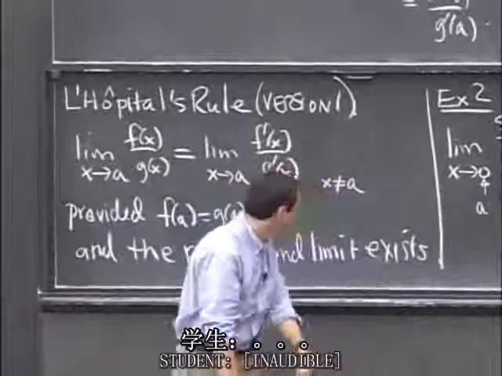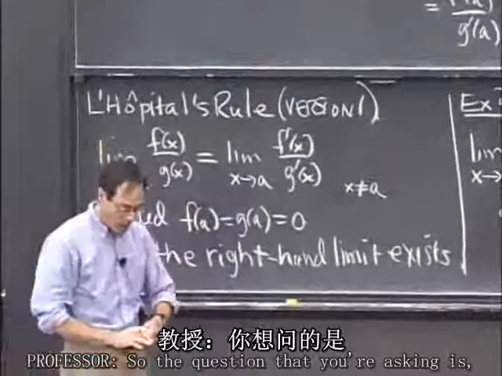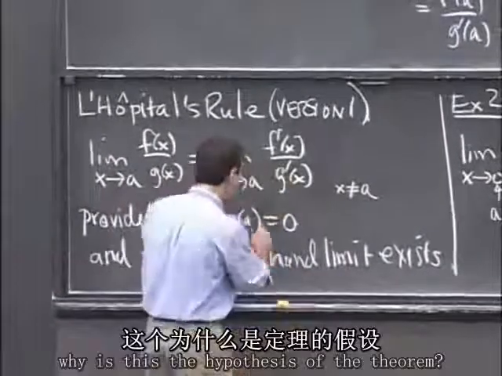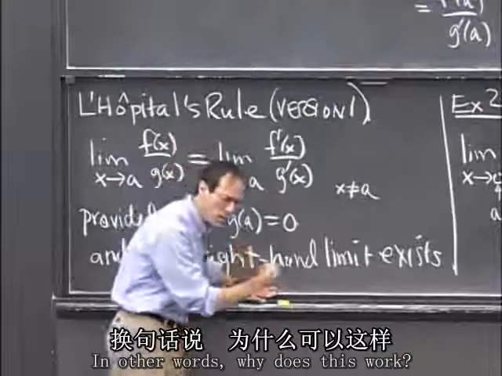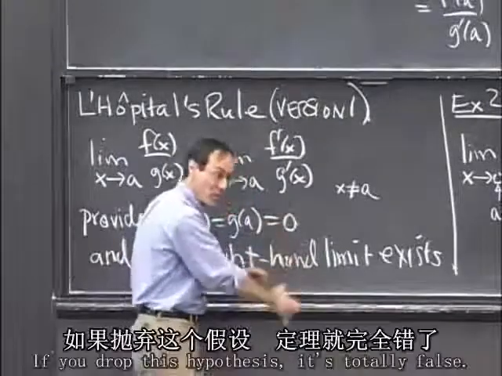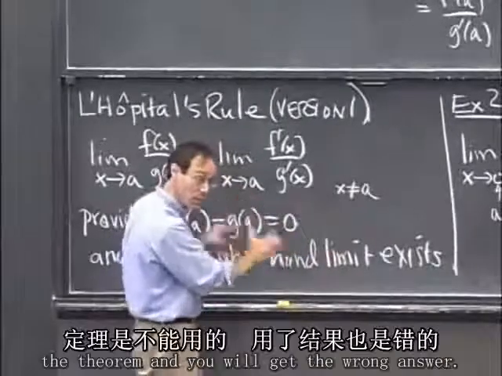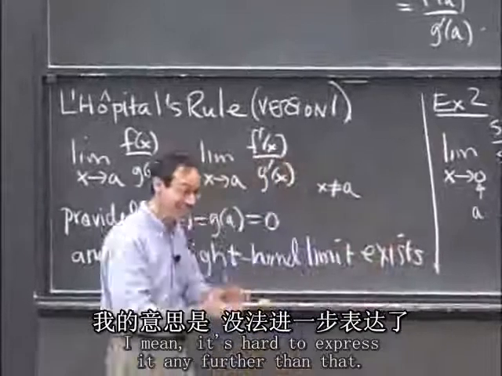So why must the right-hand limit exist as opposed to any limit? The question that you're asking is, why is this the hypothesis of the theorem? In other words, why does this work? Well, the answer is that this is a theorem that's true. If you drop this hypothesis, it's totally false. And if you don't have this hypothesis, you can't use the theorem, and you will get the wrong answer. I mean, it's hard to express it any further than that.